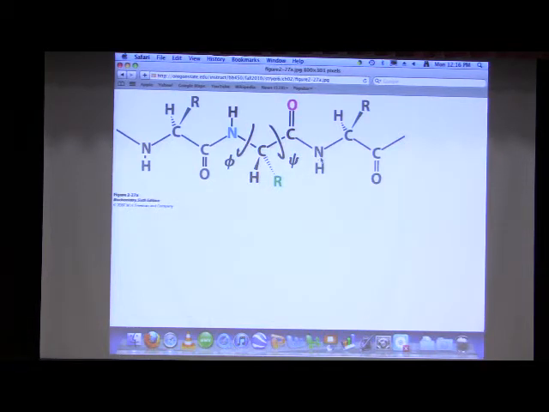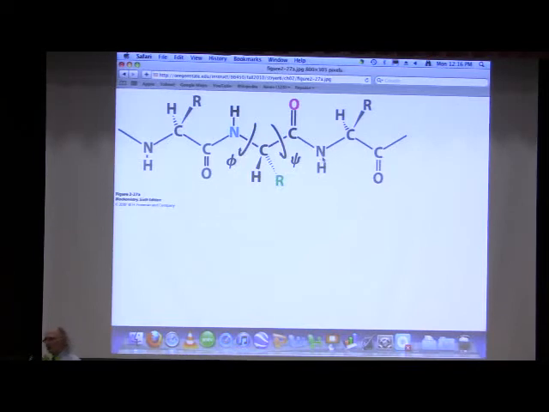Yes? They're all possible angles, okay? So we'll see that there are certain angles, certain values of phi and psi that work, and certain values of phi and psi that don't work. But phi and psi are just theoretical angles, is all they are. Okay, so I'm going to repeat that. That's an important concept. Phi and psi are rotational, underline that word, rotational angles around the alpha carbon, and what's being rotated are the planes of the peptide bond.